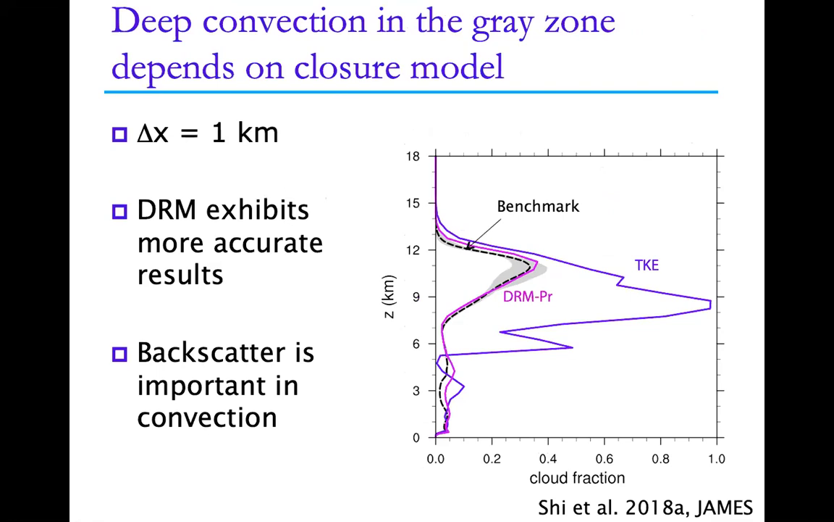But in the gray zone, we found that the deep convection that is simulated strongly depends on the closure model. So this is at 1 kilometer resolution. The benchmark is in the black dashed line and the envelope of simulations in the gray. And we can see that the DRM in magenta here is much better at predicting the cloud fraction as a function of height compared to the TKE closure model. So this is described in much more detail in the paper. But one takeaway is that backscatter seems to be very important in driving this convection at this intermediate or gray zone resolution of 1 kilometer.